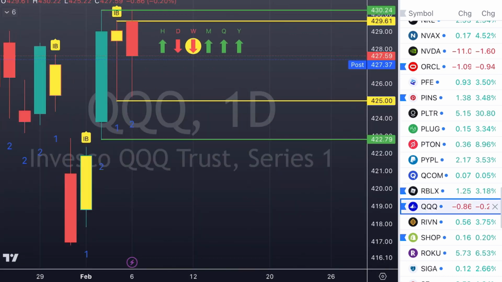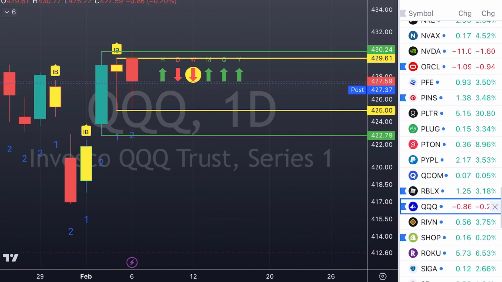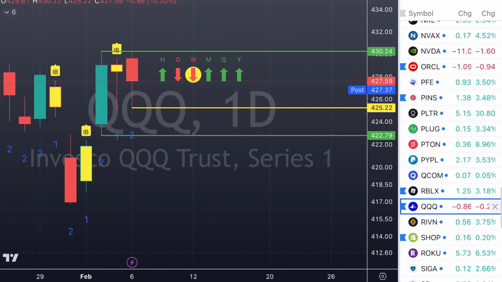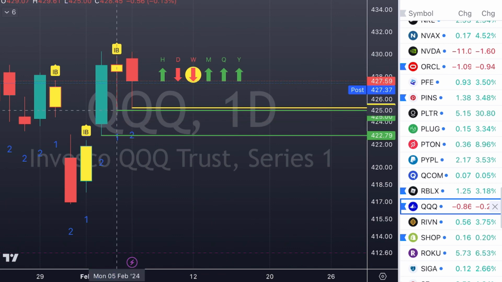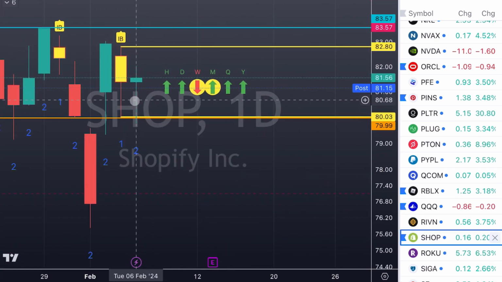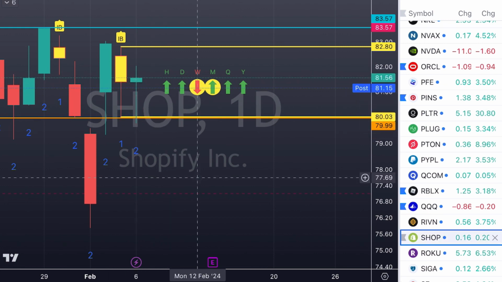We look at QQQ. Okay, 2 up red. I'm a little bit weary of putting a trigger to the bottom of this one, but we can do it anyways, just so we have it. But that's what we're looking at, okay? I'll leave it on the list. We look at Shopify, inside bar, just one that didn't work out, okay? The majority do. This one was not something that worked out for us.